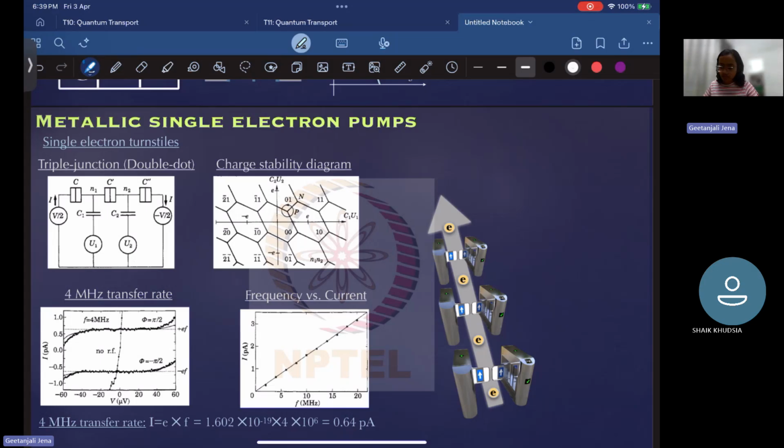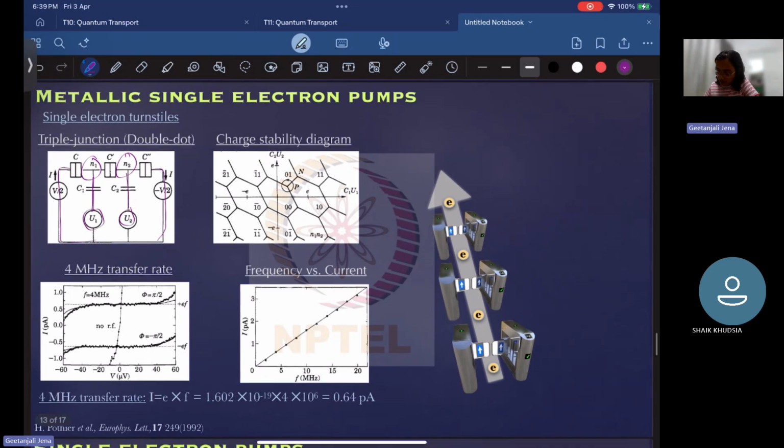What do we mean by metallic single electron pump? This means the tunnel junctions are made up of metals. Instead of a semiconducting tunnel junction, we have a metallic tunnel junction. So we have a double quantum dot, one here and one here. These are capacitively coupled to this gate voltage and tunnel coupled to the source and drain side. And for this double quantum dot, we have seen a honeycomb shaped charge stability diagram.